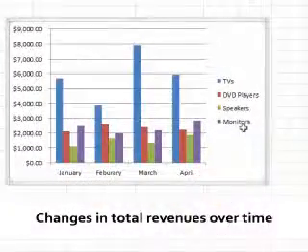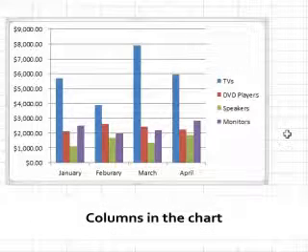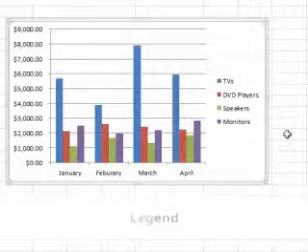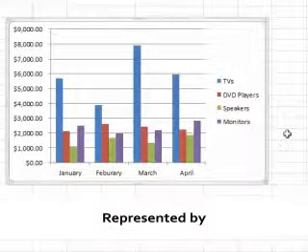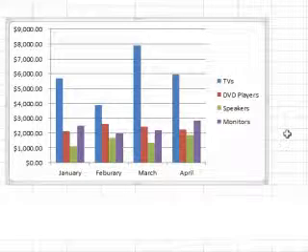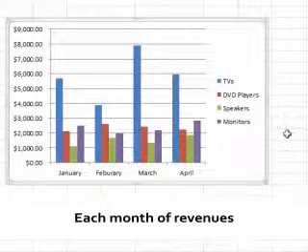This chart illustrates the changes in total revenues over time. The columns in the chart illustrate the dollar values. The legend, which tells you what each colored column is represented by, is based on the input of the first row of cells, in this case the types of electronics. Each column cluster represents, in this case, each month of revenues.